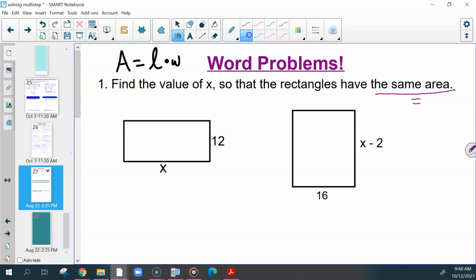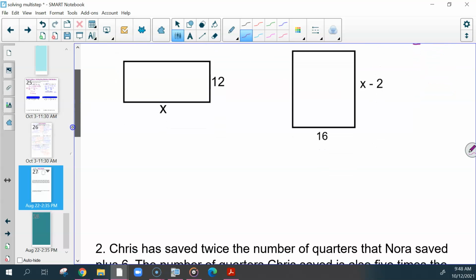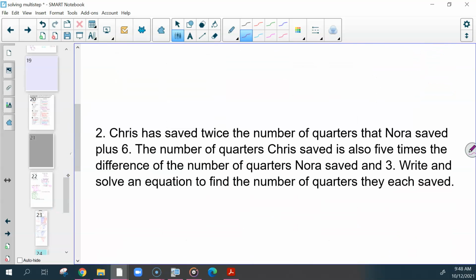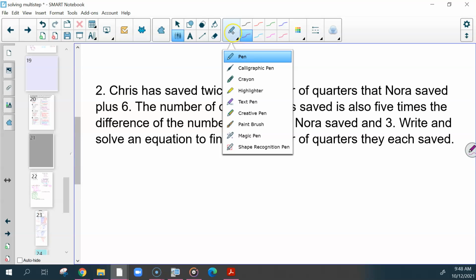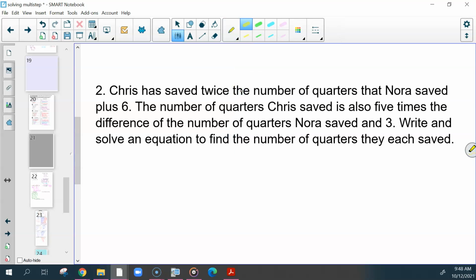We're going to walk through and do number 2. So circle, highlight, underline, anything that's important. For number 2, Chris has saved twice the number of quarters that Nora saved plus 6. The number of quarters Chris saved is also 5 times the difference of the number of quarters Nora saved and 3. Write and solve an equation to find the number of quarters they each saved.